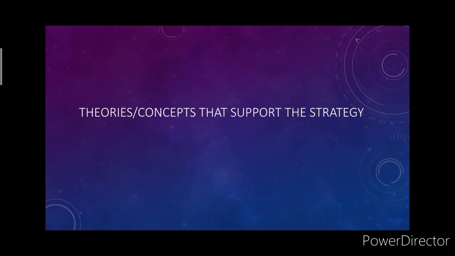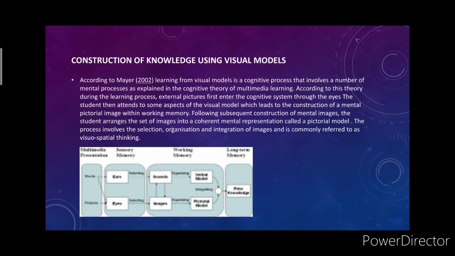Theories or concepts that support the strategy. Construction of knowledge using visual models. According to Mayer, 2002, learning from visual models is a cognitive process that involves a number of mental processes as explained in the cognitive theory of multimedia learning.